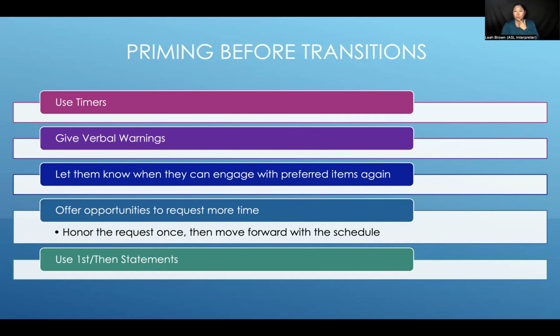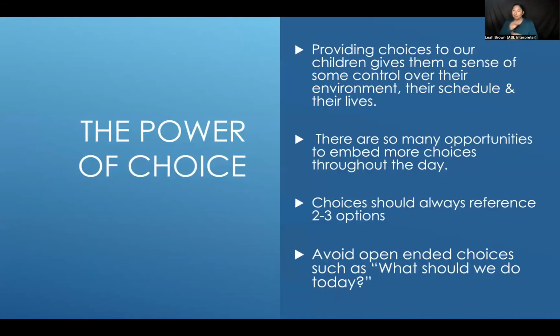So going into what Monica was saying, the power of choice. Providing choices to our children gives them a sense of control over their environment, their schedule, and their lives. There are so many opportunities to embed more choices throughout the day. Choices should always reference 2 to 3 options, and I really want to emphasize acceptable options. If we're offering choices that are not acceptable for our kids, we don't want to provide those choices. We want it to be something that's achievable and manageable for them, and avoid open-ended choices such as, what should we do today? So always give them those 2 to 3 choices.